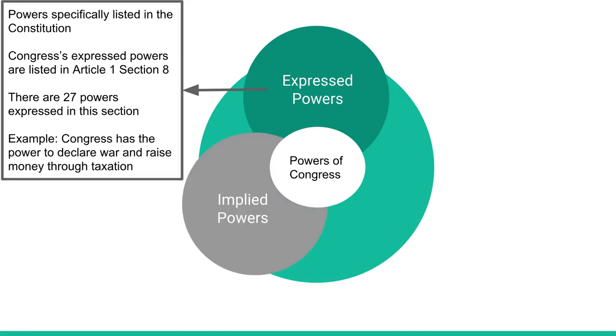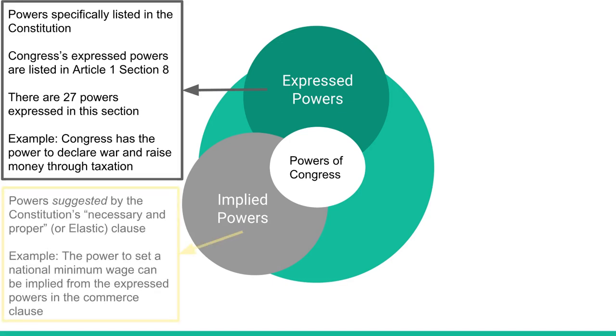Implied powers are a little more controversial. There's been debate over what implied powers Congress actually has or what they should have. These are powers suggested by the Constitution. There's something in Article 1, Section 8 that's called the Necessary and Proper Clause, sometimes called the Elastic Clause, because it has been stretched out like elastic would be. These suggest that in order to carry out those expressed powers, we also need to have some implied powers.